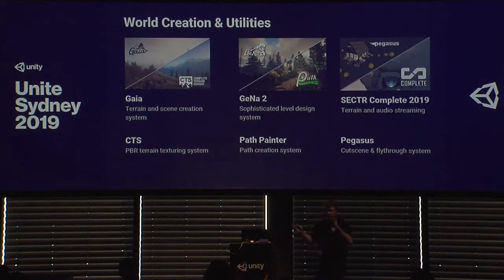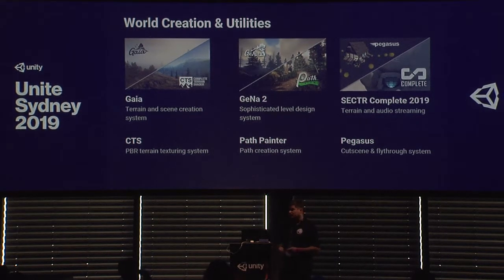All right. So I'll create some cool stuff in Gaia. Then I'll add CTS, which is our terrain shading system, onto the terrain, and that'll take our Unity terrain and beef it up to the next level visually.